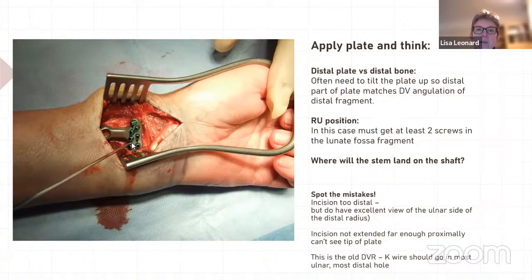And spend a bit of time adjusting this to make sure that you have got the plate in the right place, because if you get the K-wire correct, all the other screws should be fine. So we've already mentioned about our incision being in the wrong place, and this is the old DVR plate, so your K-wire should go in the most distal and most ulnar.